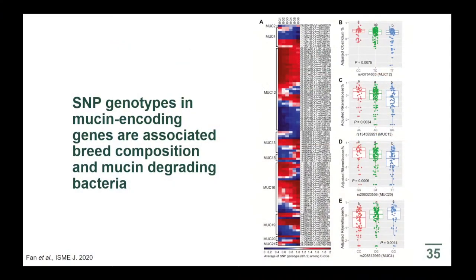They are concentrated in breed group 1. And we found loci that are specifically associated with some pathogenic bacteria. So therefore, host genetics are clearly associated, not all, but at least to a certain extent.